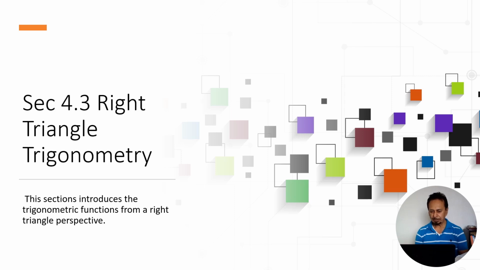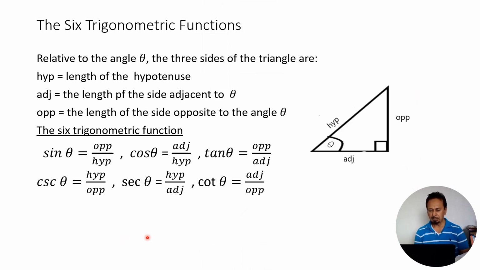Section 4.3 Right triangle trigonometry. Six trigonometric functions. Here is a right triangle. The included angle is theta and this angle is 90 degrees, so it's a right triangle.